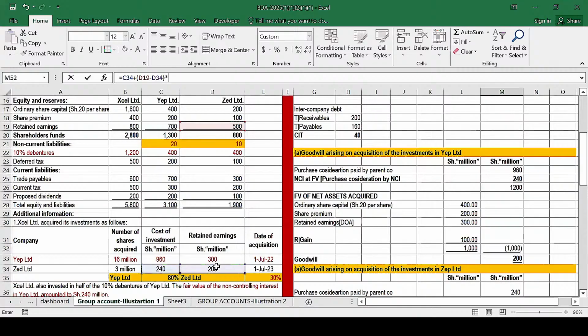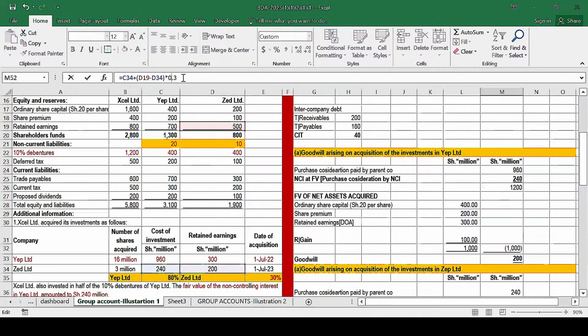We get the parent company share of that. The parent company share would be 30%. So it should be 30% of 300. That should give us 90.